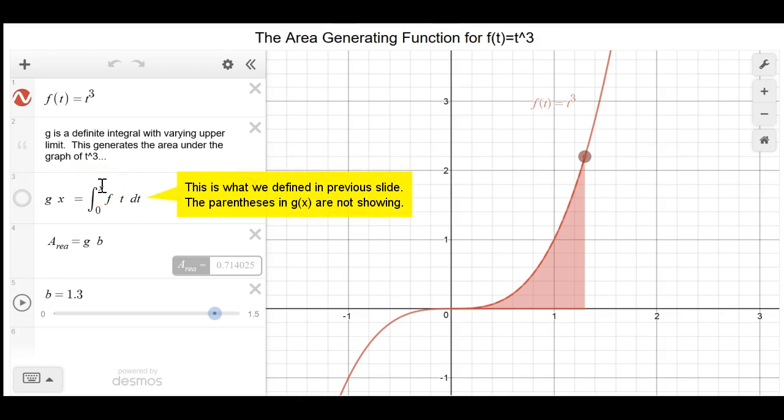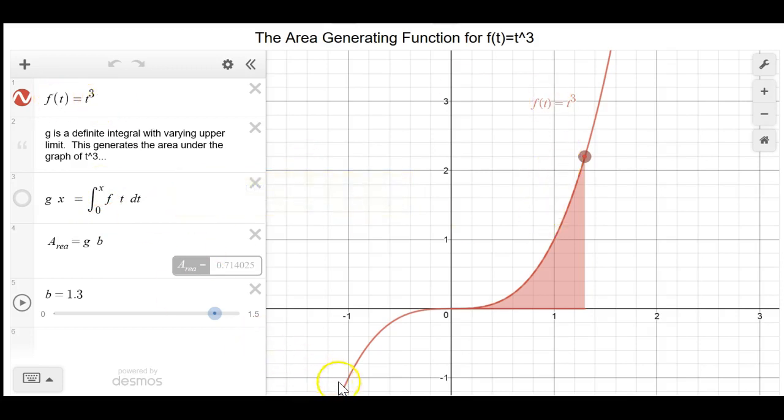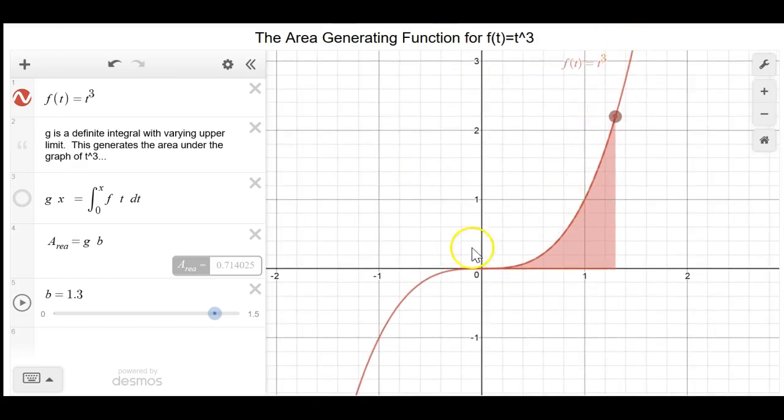When you plug in a value of x, you get the area underneath f from 0 to whatever value you plugged in. So here I have f of t, and I just picked a function of t cubed. You see it graphed here. And now g of x is that area generating function. And I don't know why the parentheses don't show up sometimes with Desmos, but they don't.